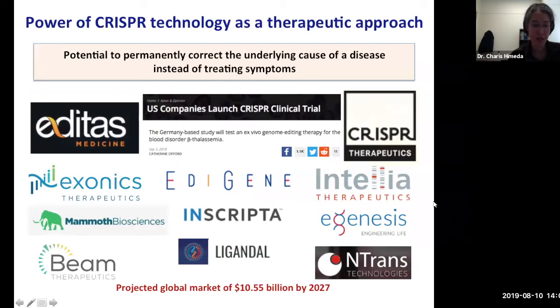So what makes CRISPR such a powerful tool for therapy is that it really gives us the potential to permanently correct the underlying cause of a disease instead of just treating symptoms. And because of this, many CRISPR startup companies have been launched in recent years. These are just some of the more prominent. And of course, there's a huge projected market for this. So people are taking this technology very seriously.